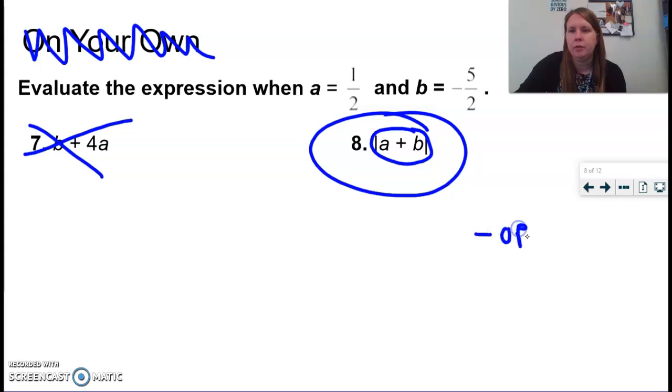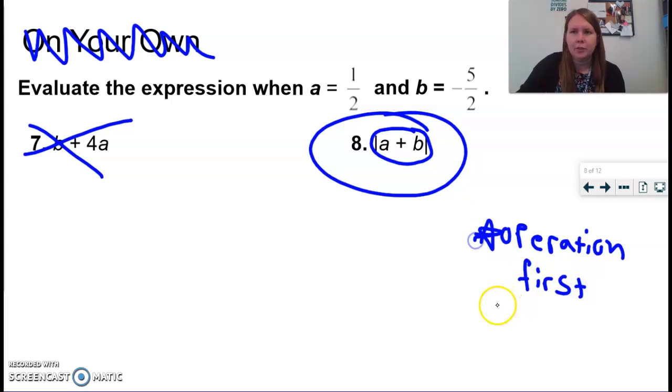So operation first, is it 2 P's? I'm not 100% sure. Operation first, then absolute.